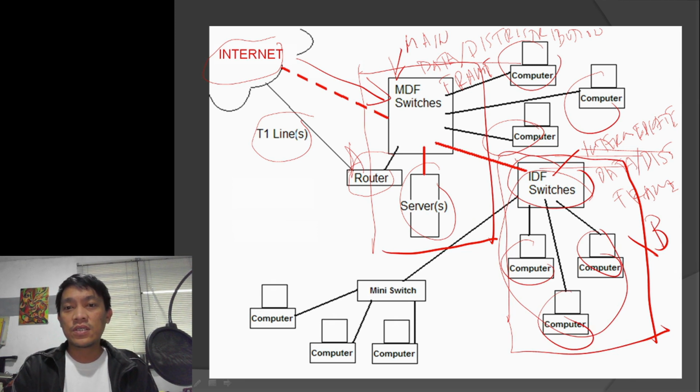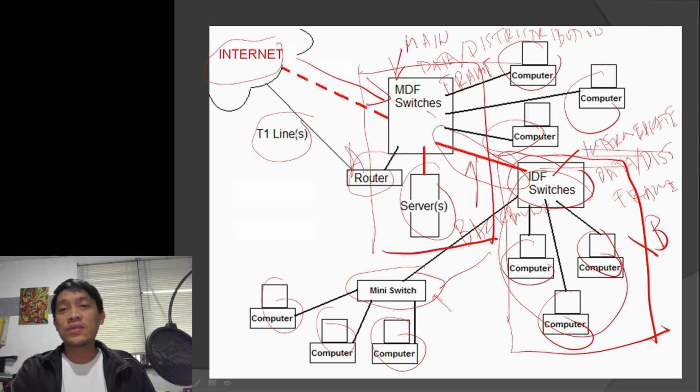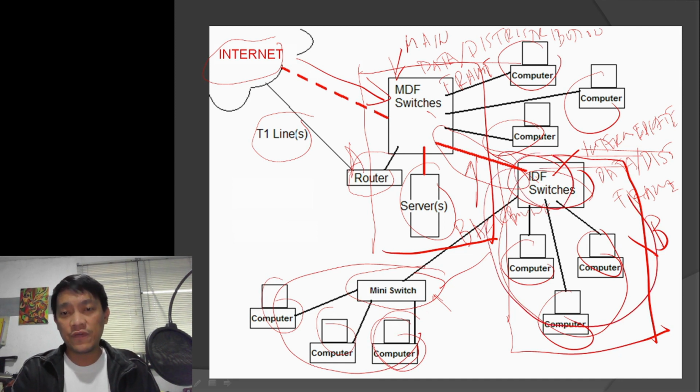Okay, so this is your backbone. This connects the MDF and the IDF. Okay, so you extend the networks using mini switches, yung mga 8-port switches, yung mga maliliit na desktop switches, and connect computers on it. So you have to consider what is the scope of the problem in the network. So pwede bang isang computer lang, pwedeng buong segment, buong building, or buong IDF, or buong network itself. So you have to consider the scope of the affected area of a particular network problem.